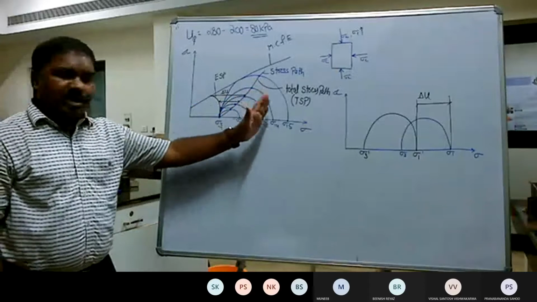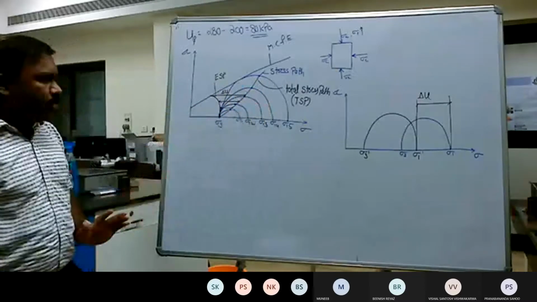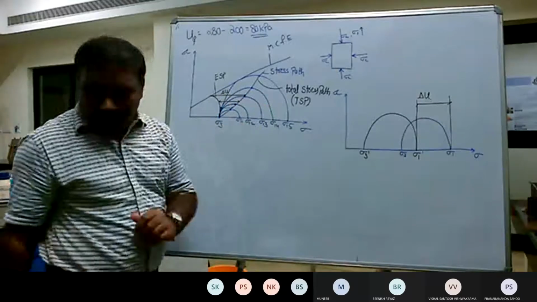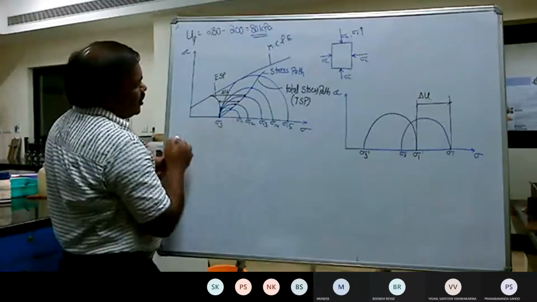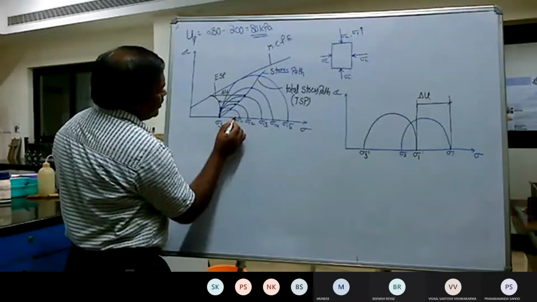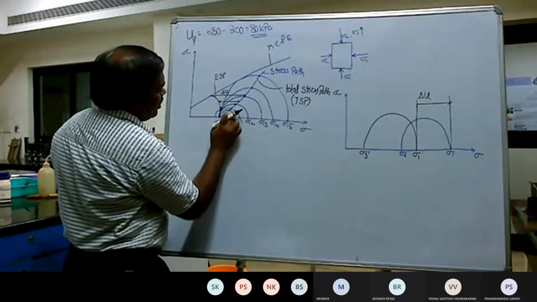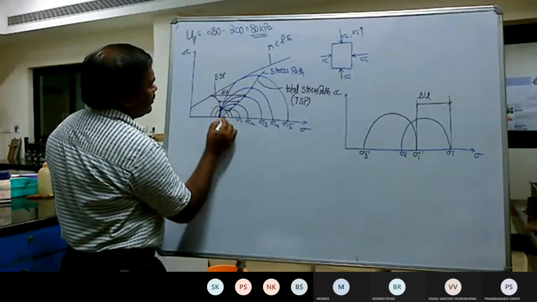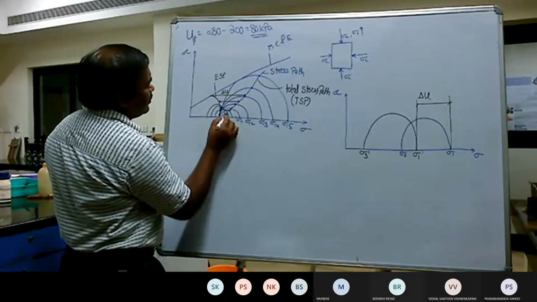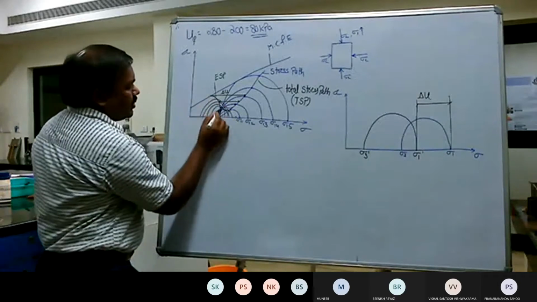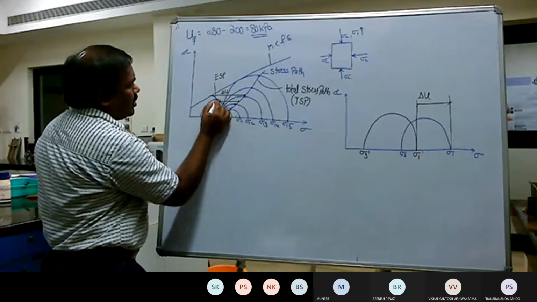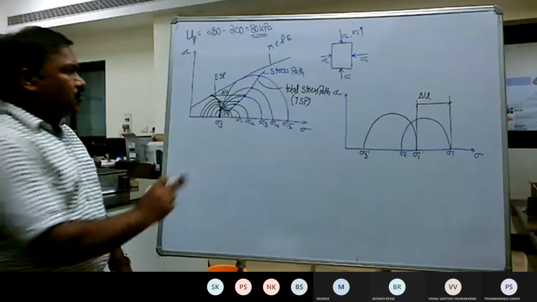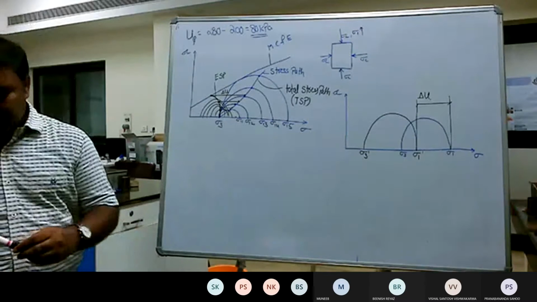Suppose after application of each load you allow dissipation of the pore water pressure, then there is a change in the values of sigma 3 and sigma 1. As a result, your Mohr circle will totally shift. So something like this. This is the path followed by the effective stress. So total stress and effective stress.